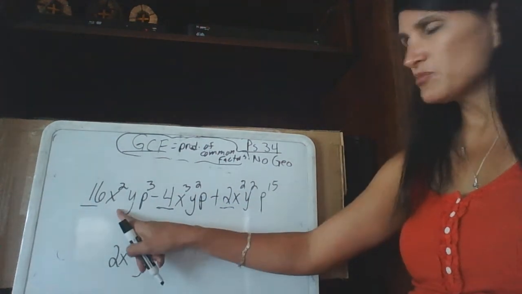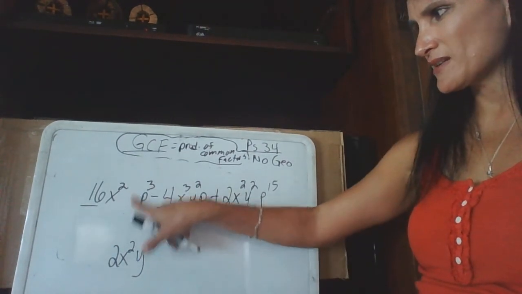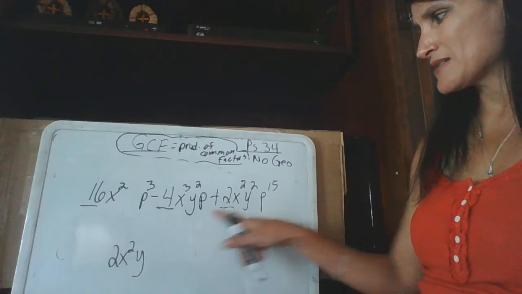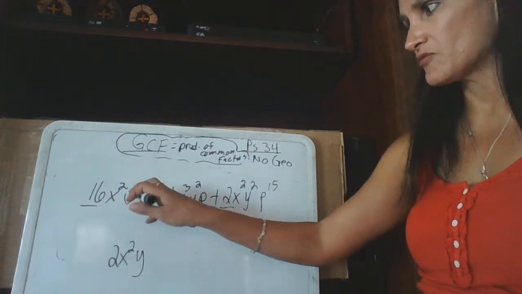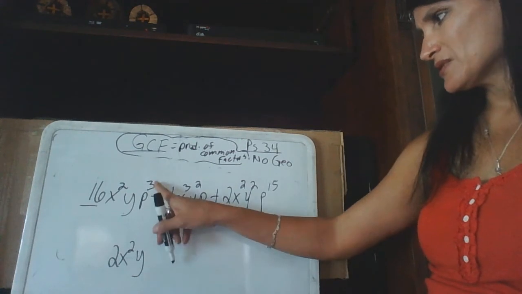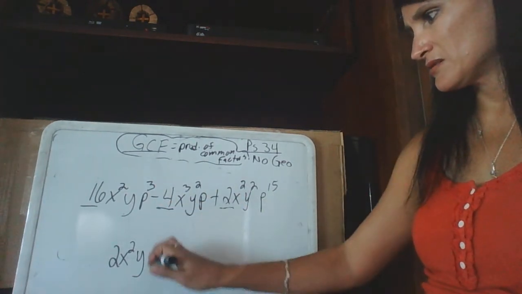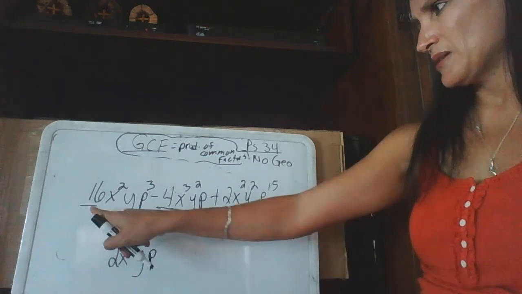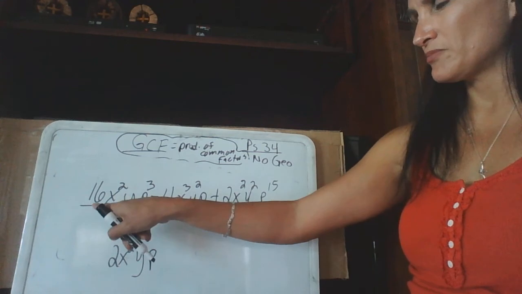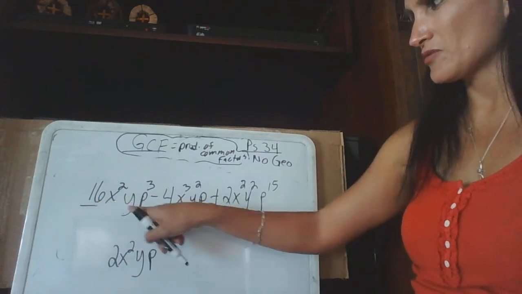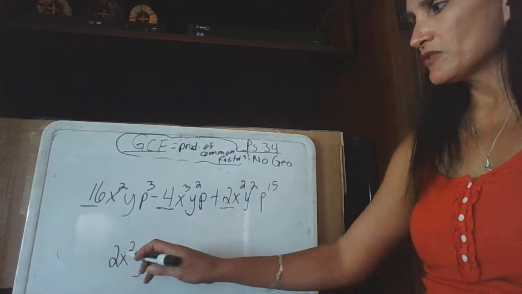And the same thing applies with my variables. If this y was missing from this term, that means they don't all share a y, so I wouldn't be able to put it here. So be careful. All right, p to the third, p to the first, p to the 15th. They share a p. I'm going to go back and make sure I wrote all the parts of the terms. 1, 2, 3, and 4. 1, 2, 3, and 4. Yes, that's correct.